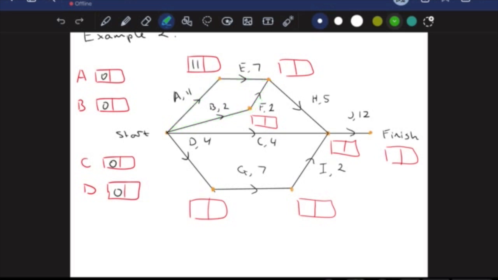Now I'm going to go down to activity D. So 4 hours have passed here. So I can just put down 4 here. And then I'm looking at activity B. So this one over here, 2 hours pass. So the earliest start time for my next activity, which is activity F, is going to be 2.